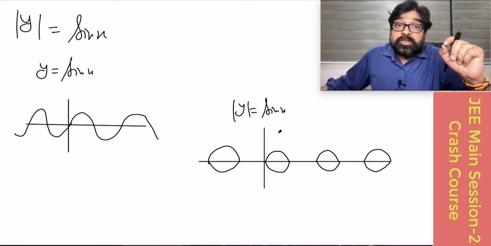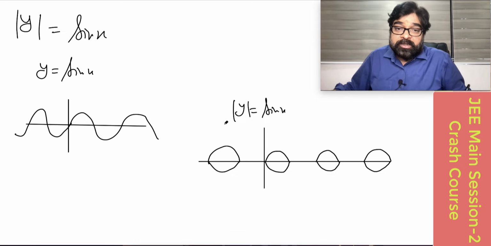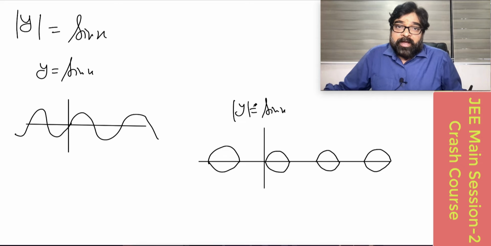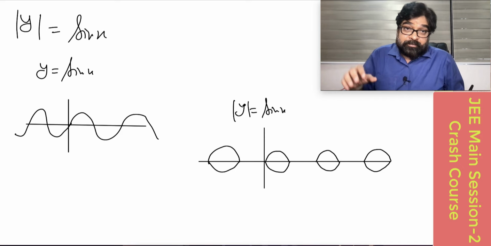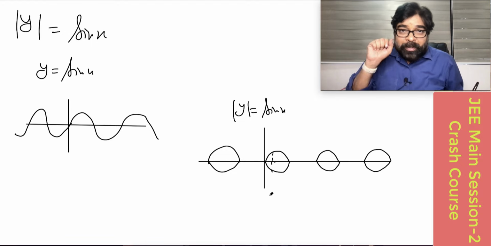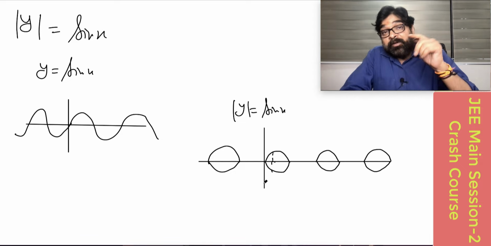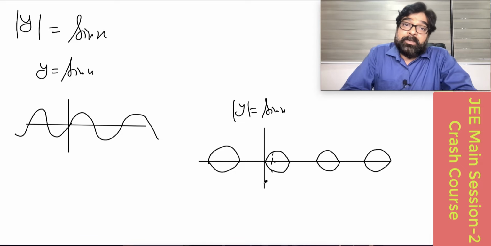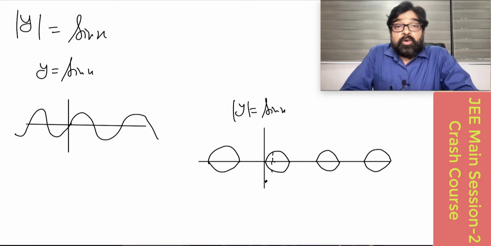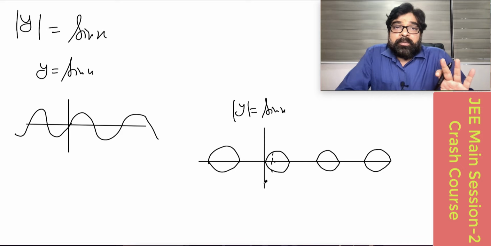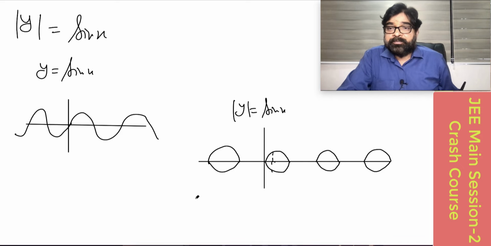Do not try to think about point of non-differentiability, because this is not a function. Why it's not a function, we'll see in the function chapter. Because for one value of x, there is more than one value of y. It's a one to many relation. For one x, there are two y. Whenever any one-to-many relation is there, that will not be a function. If it is not a function, we don't talk about differentiability. Differentiability we discuss only for a function. I hope this point is clear to everybody, right? Next.